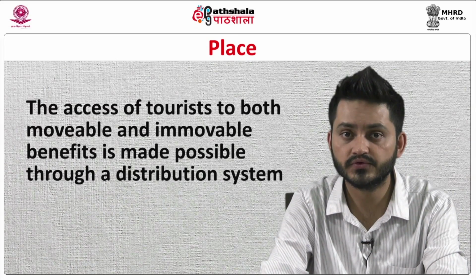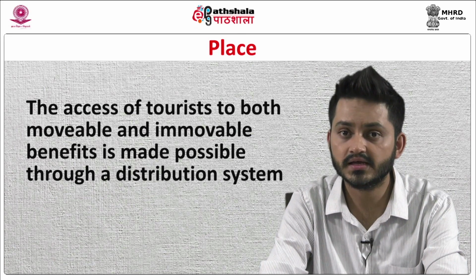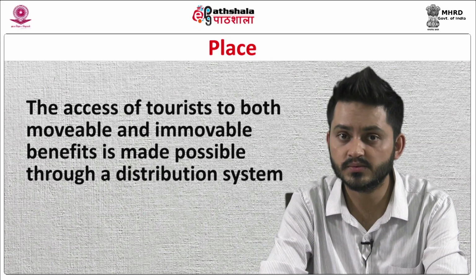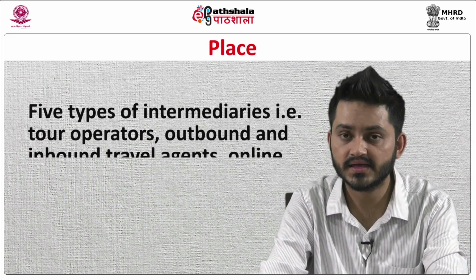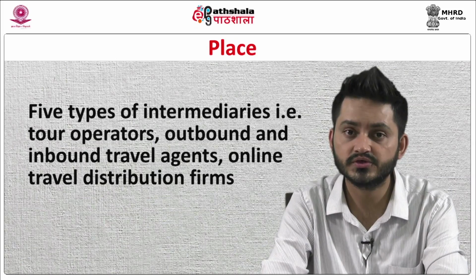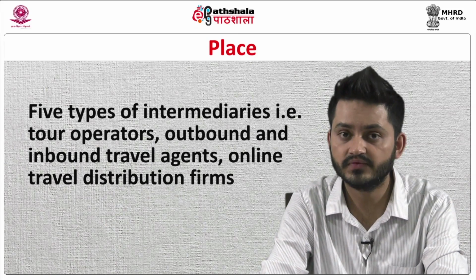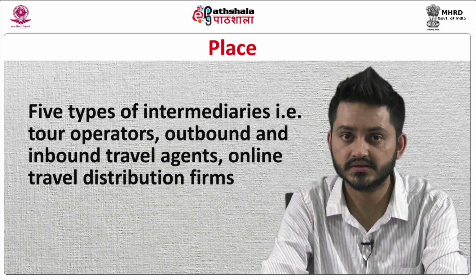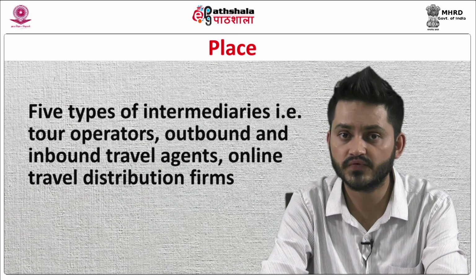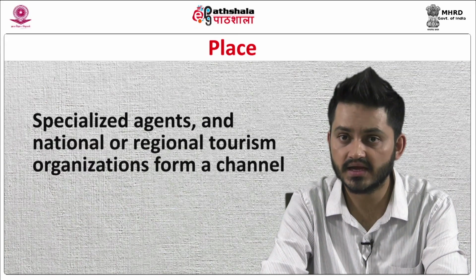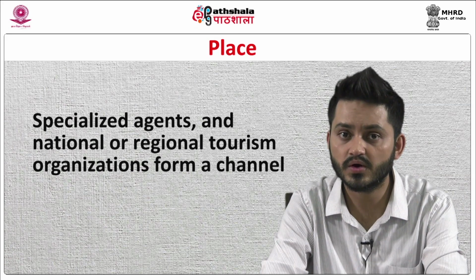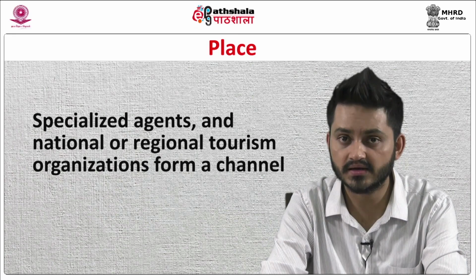The access of tourists to both movable and immovable benefits is made possible through a distribution system. This is a network of distribution channels. 5 types of intermediaries, that is, tour operators, outbound and inbound travel agents, online travel distribution firms, specialized agents, and national or regional tourism organizations form a channel.